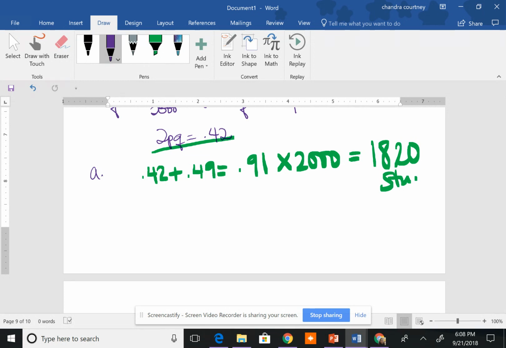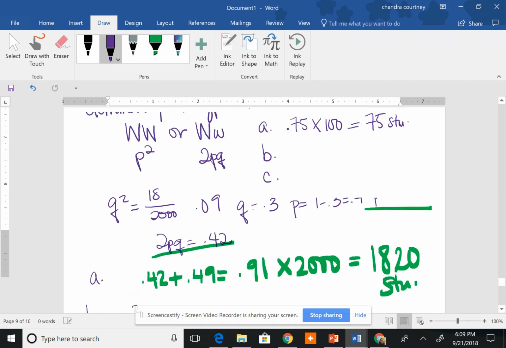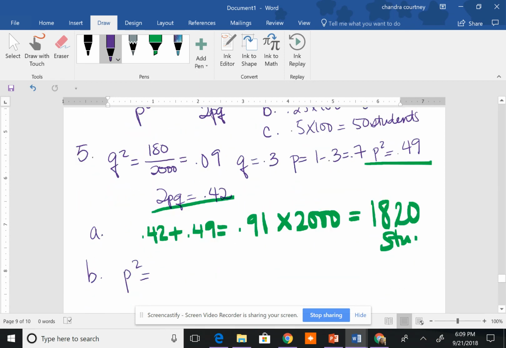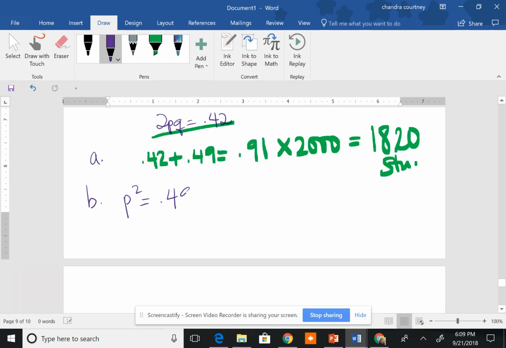Okay, so let's look at B. B wants to know how many students are going to be homozygous dominant. So again, we're only looking at the p-squared value. The p-squared value in this scenario is 0.49. So to get students, it'll be 0.49 times our 2,000, which would give us 980 students.